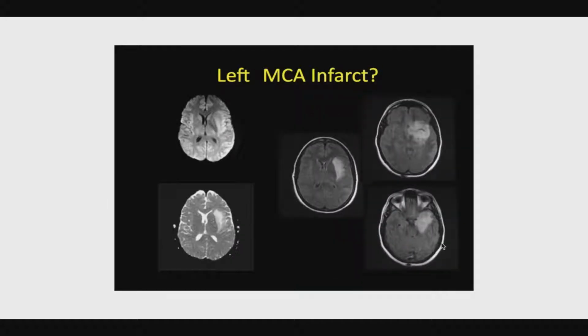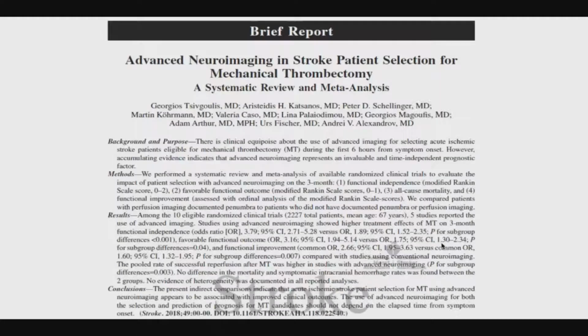This is a patient with restricted diffusion in the left basal ganglia region, left temporal lobe, who ended up having a low-grade glioma. Okay, so it's nice that we are able to do all these advanced imaging techniques, and this paper shows that the patients who were selected based on these advanced imaging techniques actually had better outcomes.